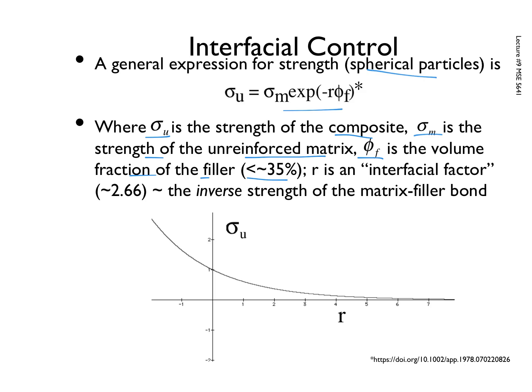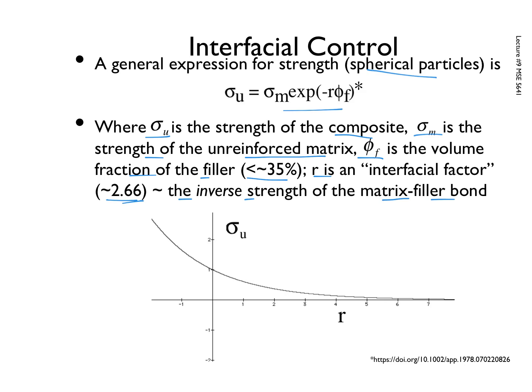So, you know, a few percent, yeah, you can increase the toughness. You go above 35%, the toughness is going down. There's too much filler, okay? R is an interfacial factor, typically around 2.66, which is equal to the inverse strength of the matrix-filler bond. How strong that interface is, whether there's a coupling agent there or not, determines what the value of R is.